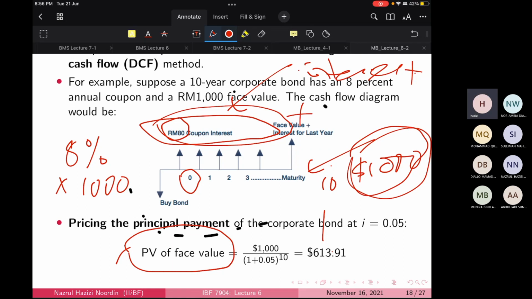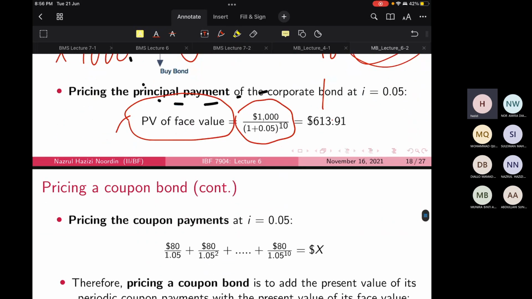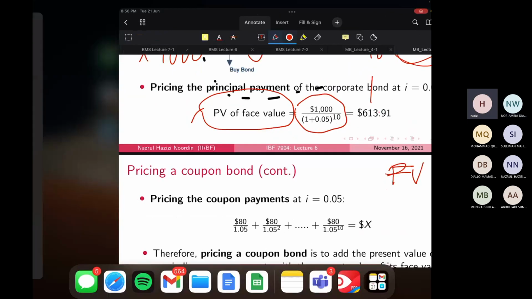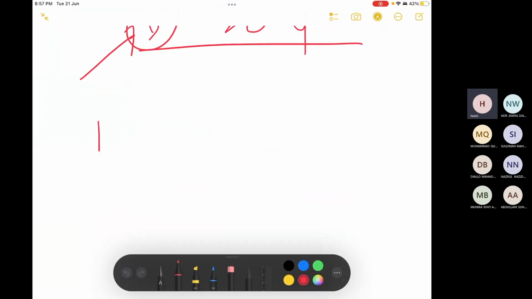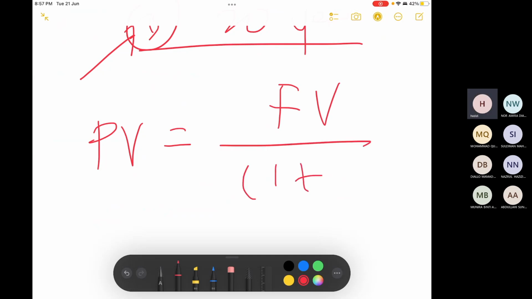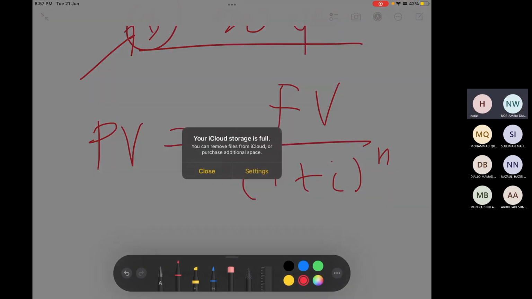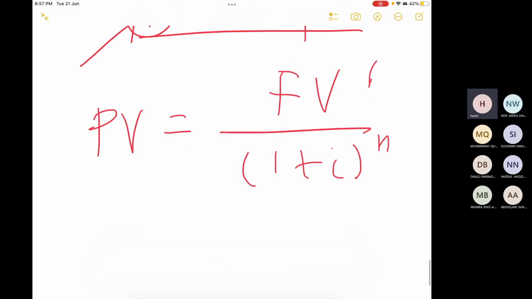So how are we going to calculate the present value of the face value? We use the formula that we learned just now, right, Amira? So you apply the same formula just now. How to calculate the present value is the future value divided by 1 plus i to the power of n, right? All right. So what is the future value, Amira?